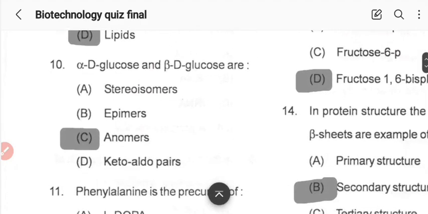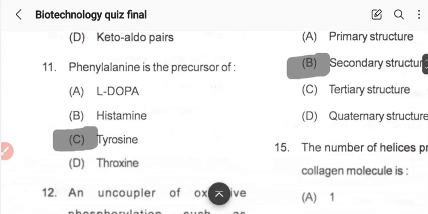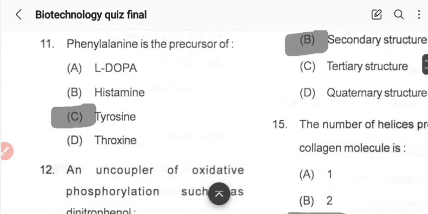Then alpha D glucose and beta D glucose are what? Anomers. These are quite similar but have a little difference in their spatial arrangement. Chemically both are the same, but in the spatial arrangement of the molecules they have some differences. That's why they are called anomers. Then phenylalanine is the precursor of what? Tyrosine.